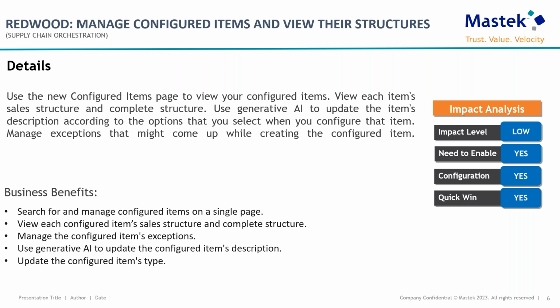You can view the configured items, sales structure, and the completed structure as well. You can manage the configure item exceptions. You can use the generative AI to update the configure item description. Like I said, it gives you some sort of suggestion as well while you are updating it. And at the same time, you can update the configure item types as well.